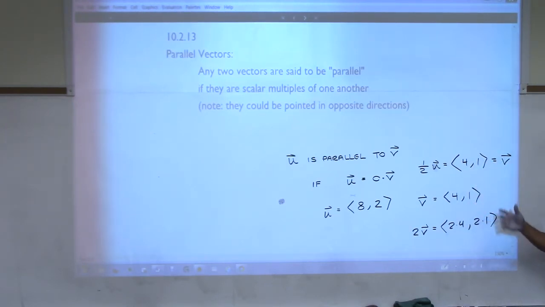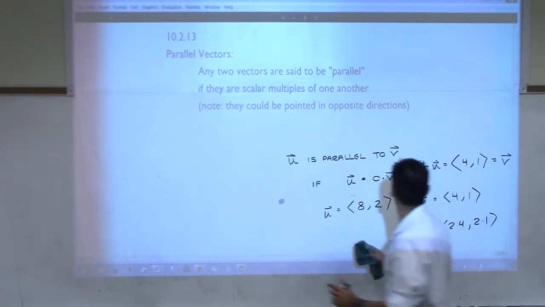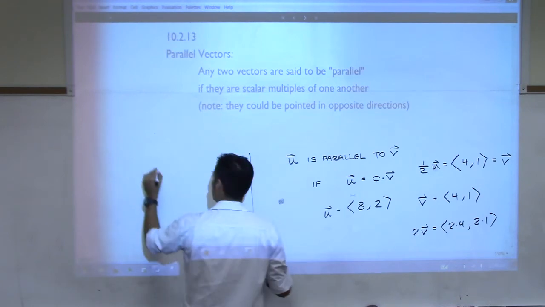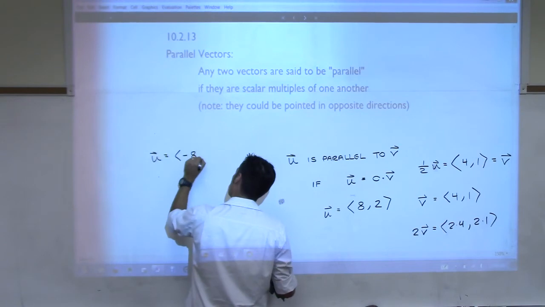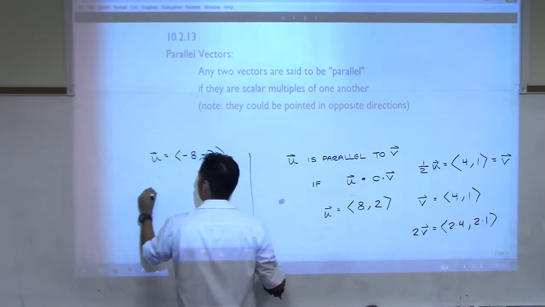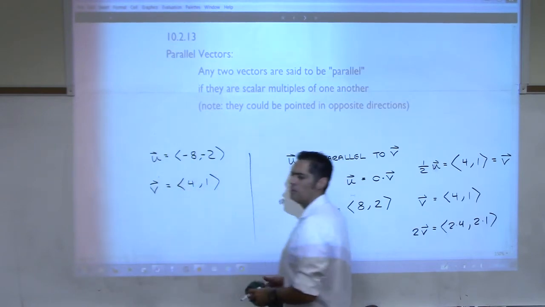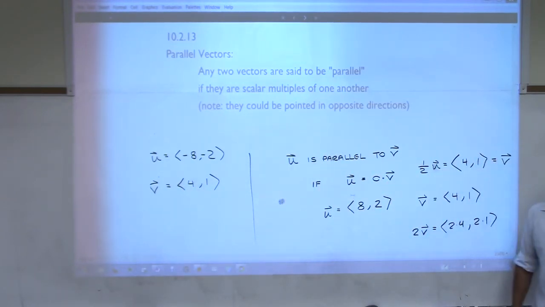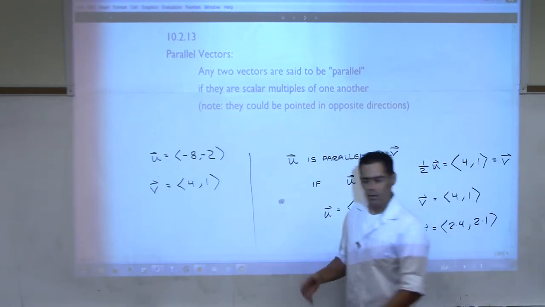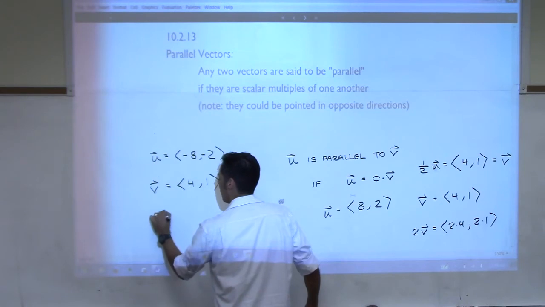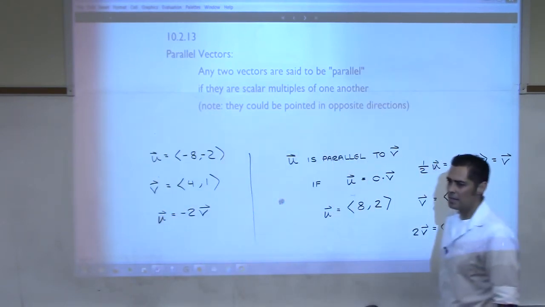If C is -1, would that still be parallel? Okay, yeah, so that was what I wanted to do next. How about these two vectors? Let's go, U is -8, -2, and V is 4, 1. Are these parallel? Yes, they are parallel because they are scalar multiples of one another, right? U is actually -2 V, isn't it? And that's what it means to be a scalar multiple.